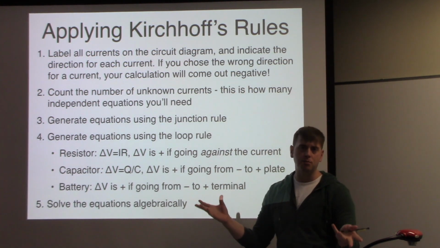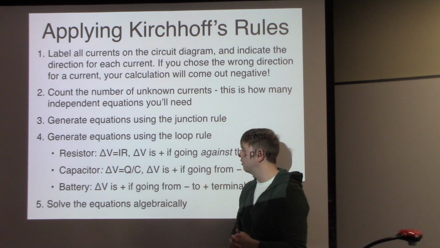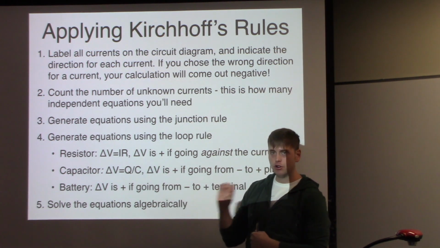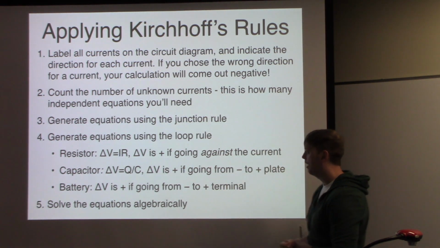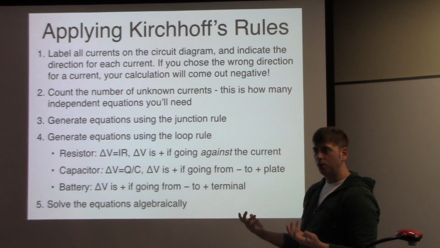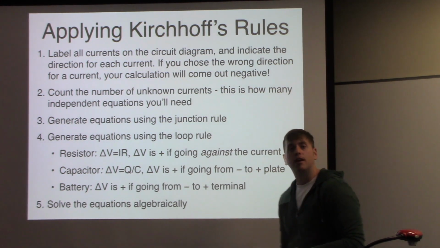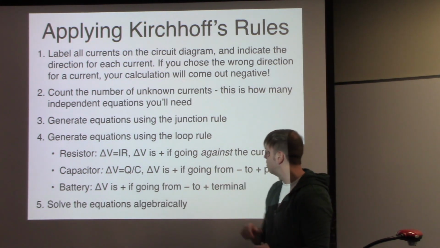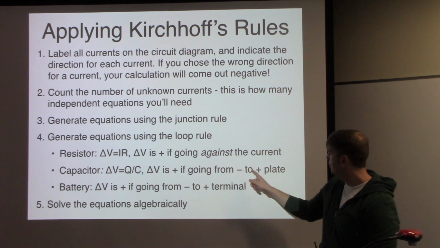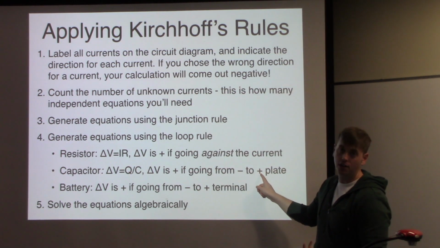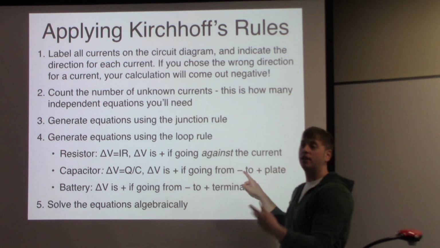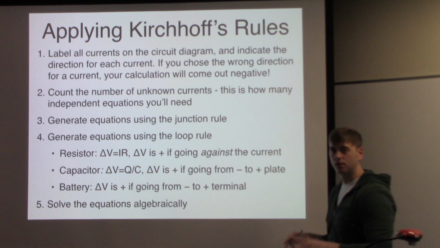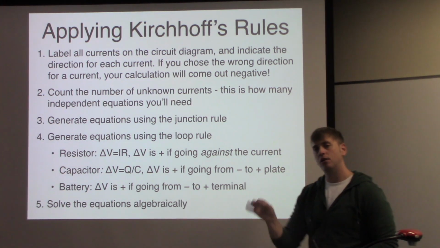Another thing you might see in your circuit is a capacitor. We learned way back in chapter 24 that the voltage across a capacitor is given by Q divided by C, the charge on the capacitor plates divided by the capacitance. And again, there's a certain sign convention associated with this delta V. Delta V is going to be positive if we're going from the negative to the positive plate. On the other hand, if we're going from the positive to the negative plate, our delta V is going to be negative. So you have to decide which sign it gets depending on which direction across the plates you're going.